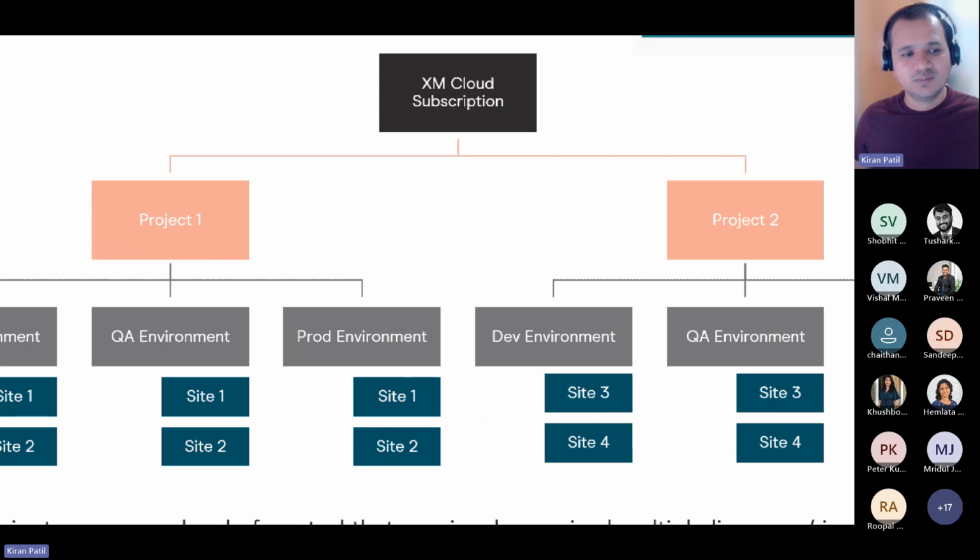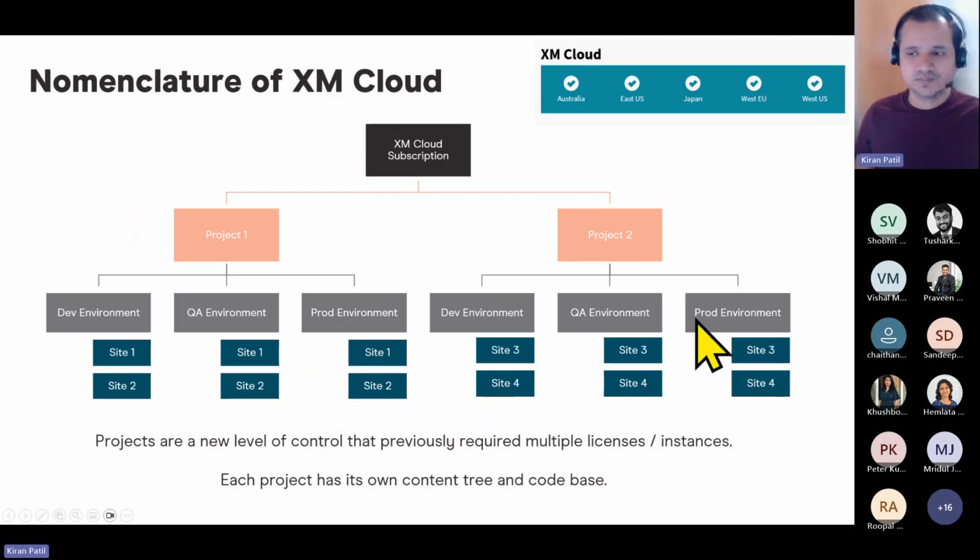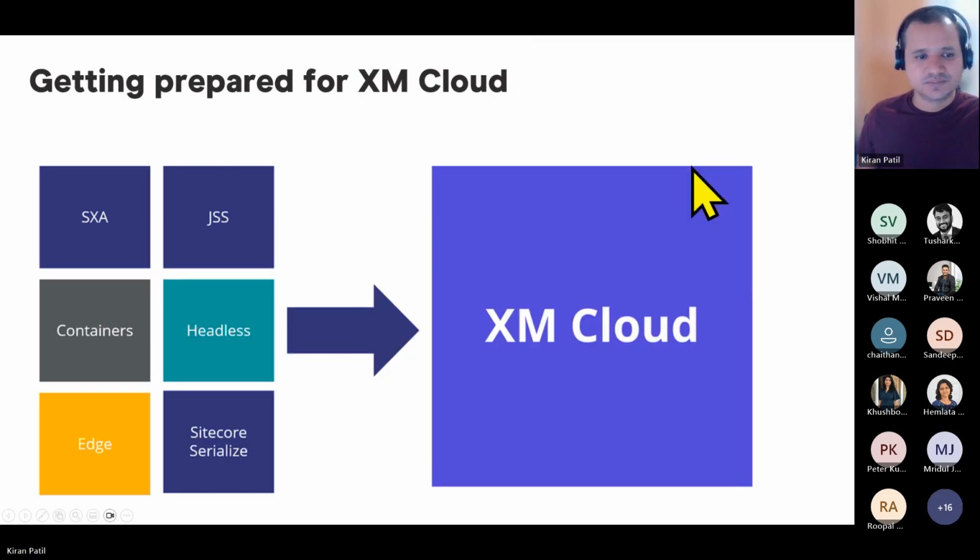Mainly, mostly you will have one project, and then on one project you have environments, and then you have your sites created under it. And then XM Cloud can be hosted at Australia, East US, Japan, West EU, and West US. So when you reach out to your Sitecore rep, you just have to let them know which region you are interested in. So they'll make sure that they host or provision your subscription under that region.